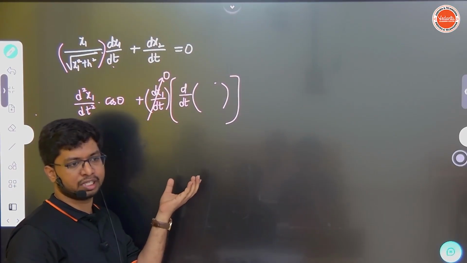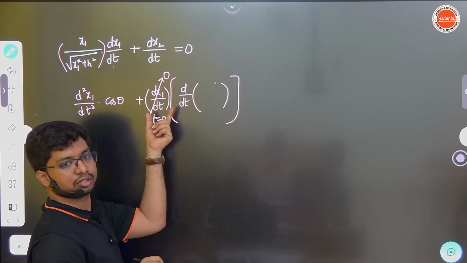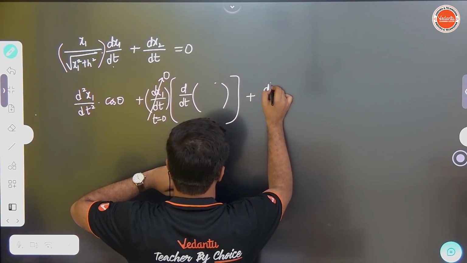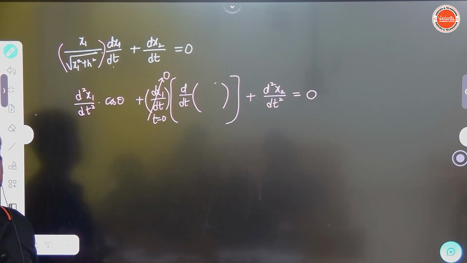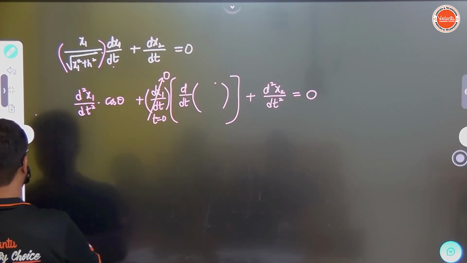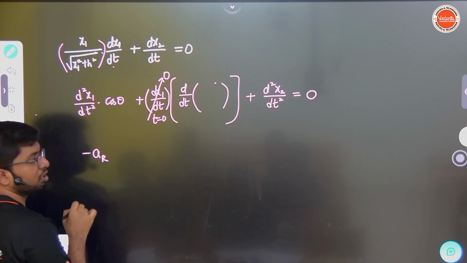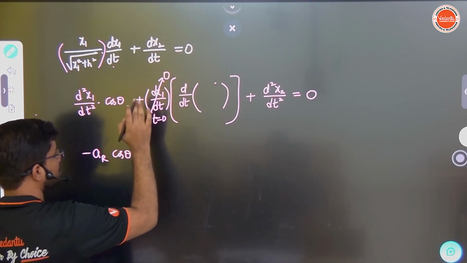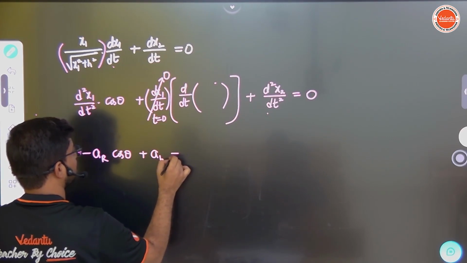Correct or not? dx1 by dt at a time t equal to 0, this term will become 0 here. Understood? Right? Then plus this d square x2 divided by dt square equal to 0. Clear? So now this is d square x1 divided by dt square minus acceleration of the ring times cos theta. I think many people are having doubt in this portion. I'll take that. This is acceleration of the block here, which is equal to 0.